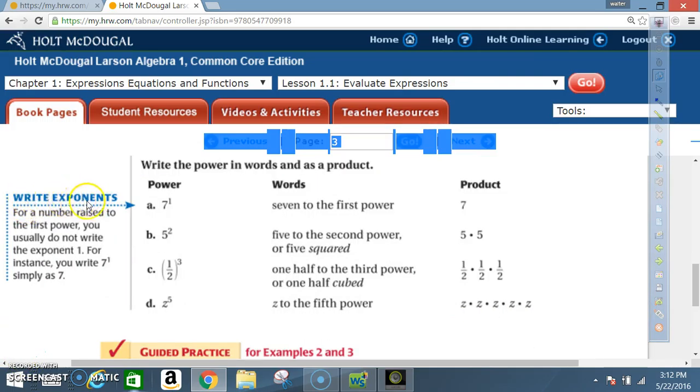All right, now remember this rule when you're writing exponents. For a number raised to the 1st power, you usually do not write the exponent 1. For instance, you write 7 to the 1st power as simply 7. The 1st power is implied. So in other words, 7 to the 1st power and 7 mean the same thing.